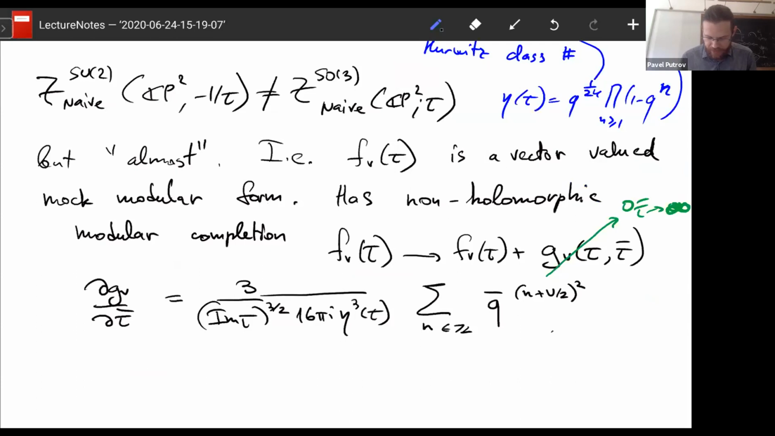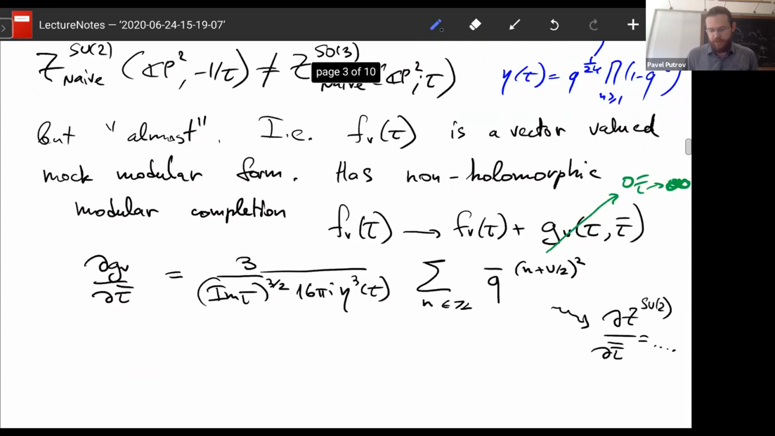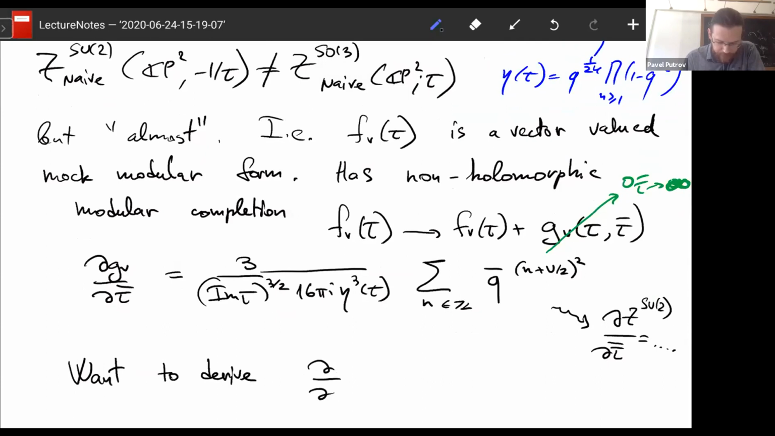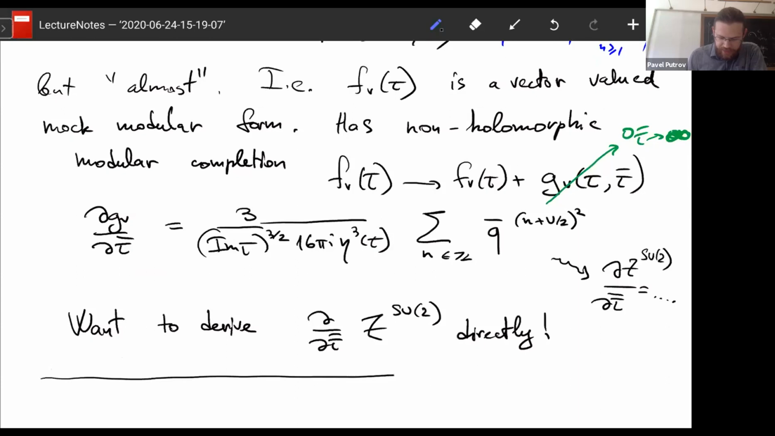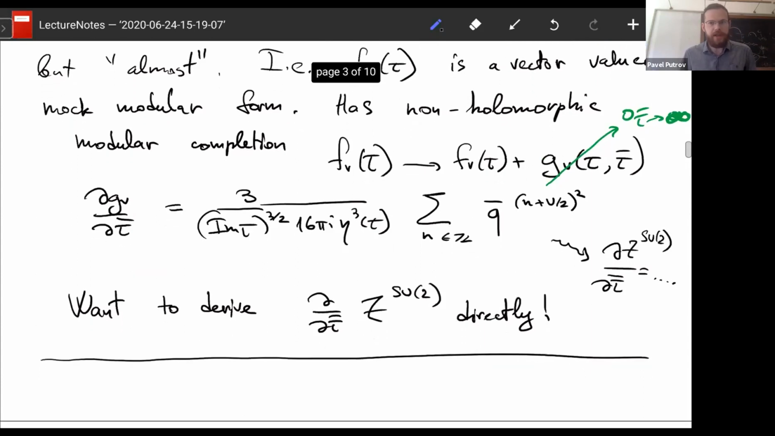So this gives a prediction for what the anti-holomorphic derivative with respect to tau bar of the Vafa-Witten partition function should be. But what we want to do is derive this directly, by the methods I mentioned, directly from the path integral in 4 dimensions. This was a very brief summary of what Vafa-Witten theory is and the relevant known facts for us. Are there any questions at this point?